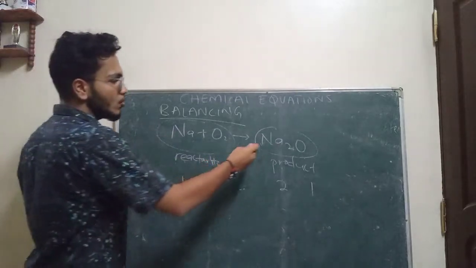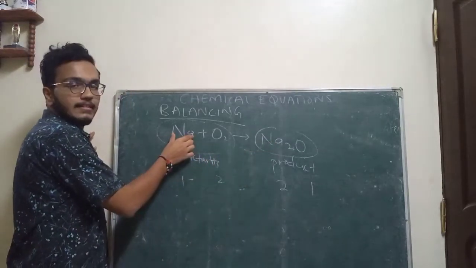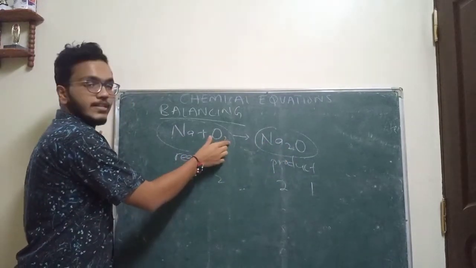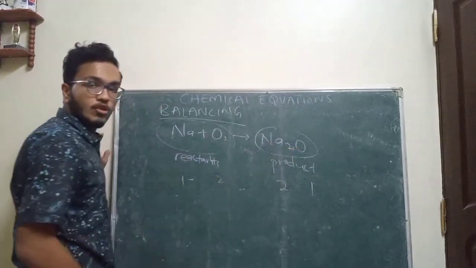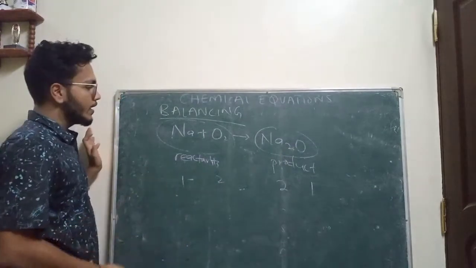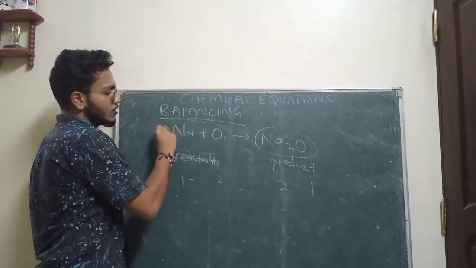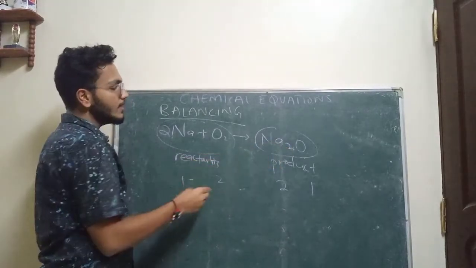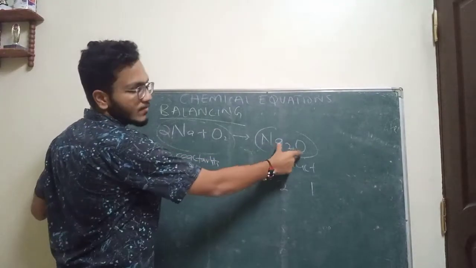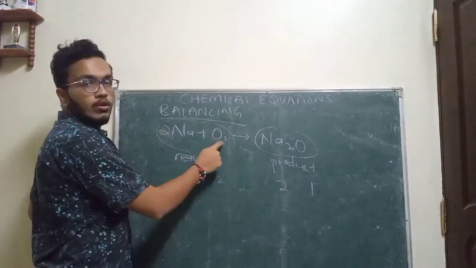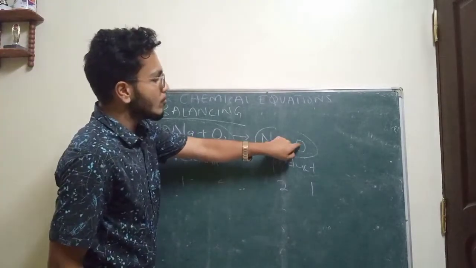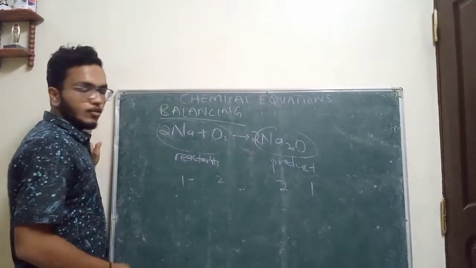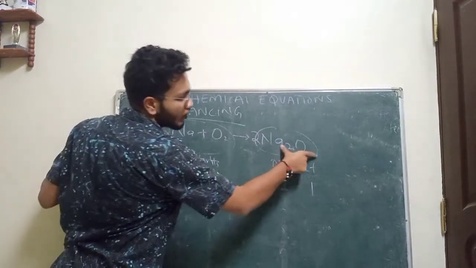You must make sure that sodium atoms reacting and sodium atoms formed should be the same, and oxygen atoms reacting and oxygen atoms formed should be the same. What will you do here? You will place a 2 on the sodium to balance the 2 of the sodium here. However, here there is one oxygen and here there are two oxygen. How do you balance this oxygen? You put 2 in front of the whole compound.